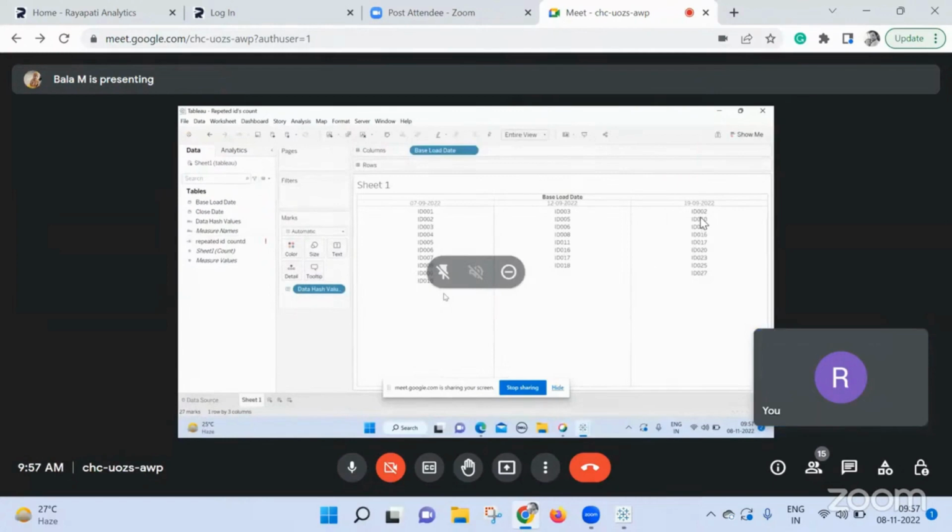No. This 10 also will not be counted. Yes, 10 also not. No, 10 also will be counted. 2 will be counted and 10 also will be counted. Yes. Okay.